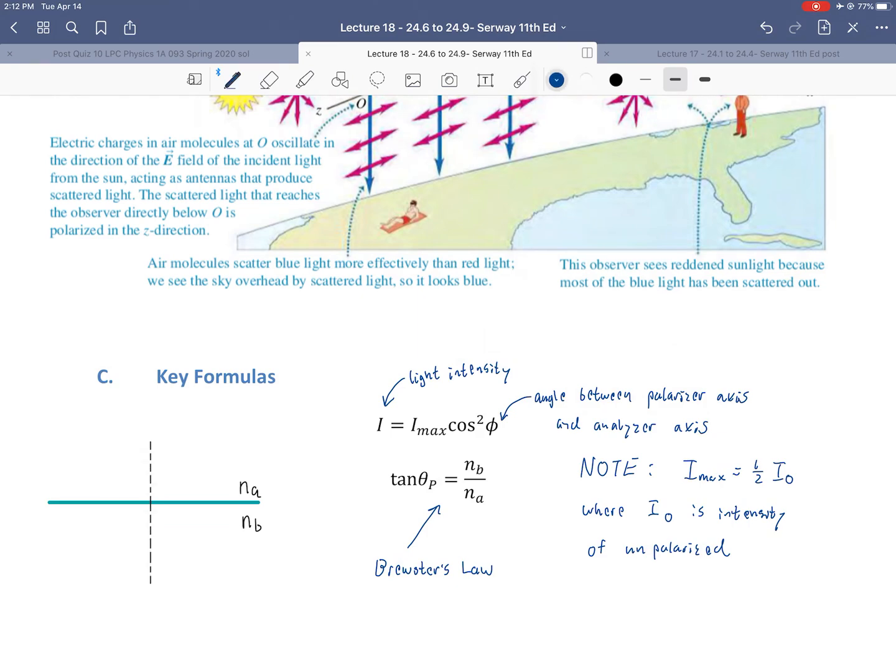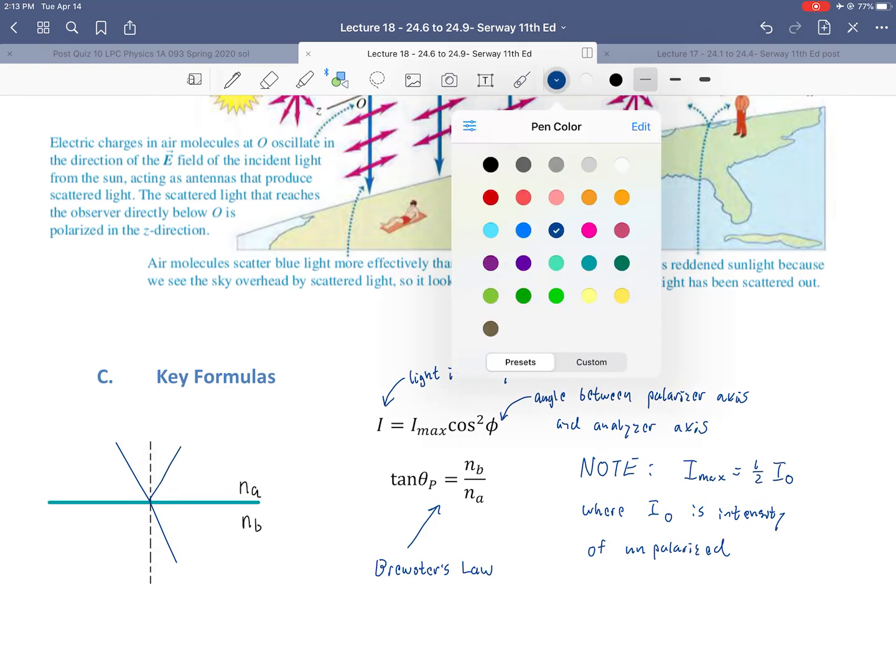All right, and then we'll have our reflected axis coming up. So here we have our incident ray. We're going to have refraction. The light is going to bend towards the normal because NB is going to be larger than NA. And then we're going to have our reflection like this.